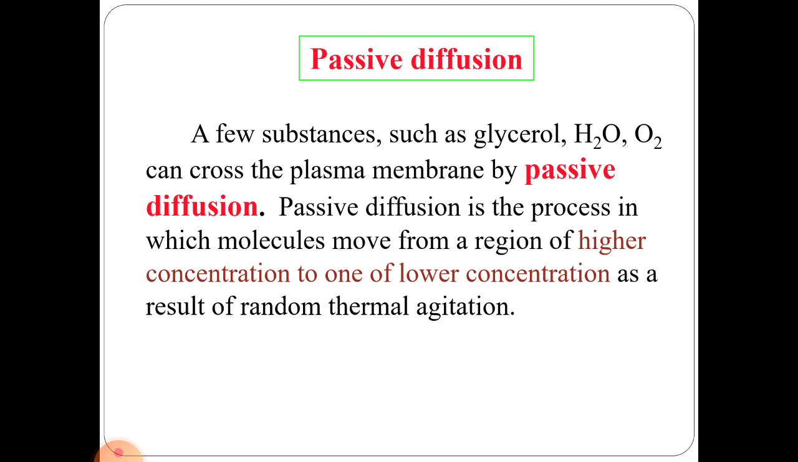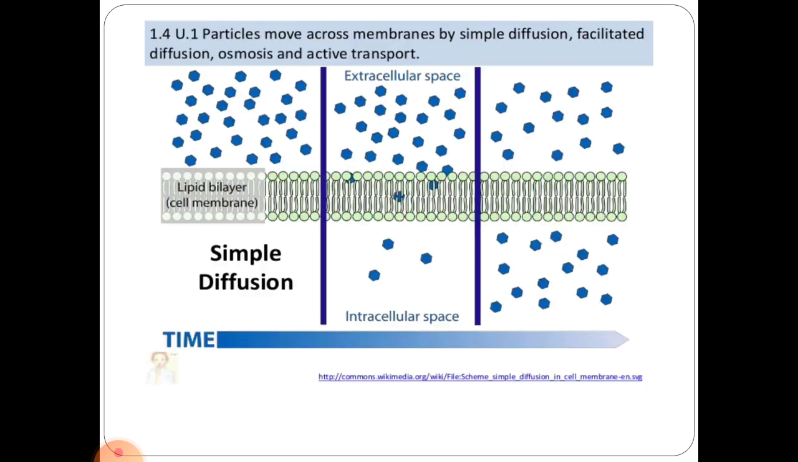Passive diffusion. A few substances such as glycerol, water, and oxygen can cross the plasma membrane by passive diffusion or simple diffusion. Passive diffusion is a process in which molecules move from a region of higher concentration to one of lower concentration as a result of random thermal agitation of the molecules. This is an example of simple diffusion, where we can see the diffusion of molecules across the cell membrane from the external cellular spaces to the internal cellular spaces, and once an equilibrium is attained, the diffusion ceases.